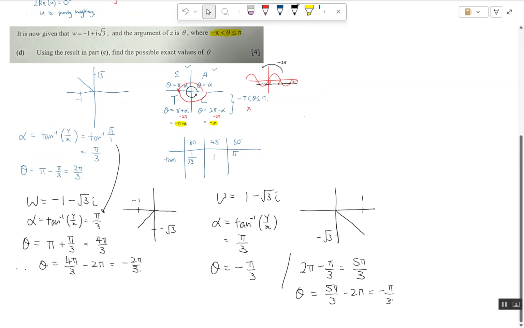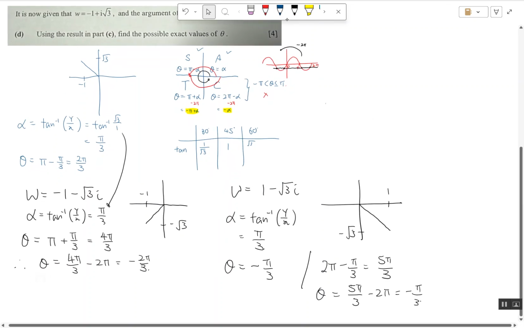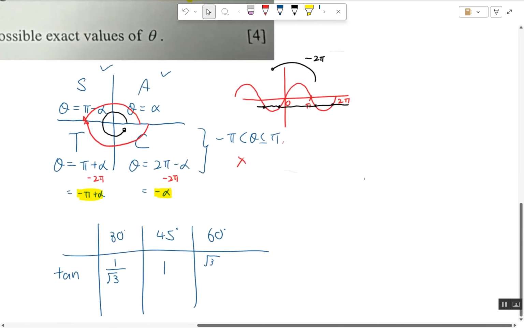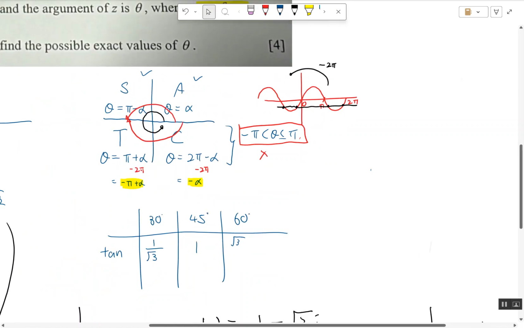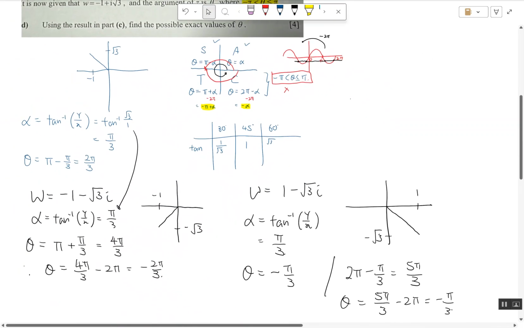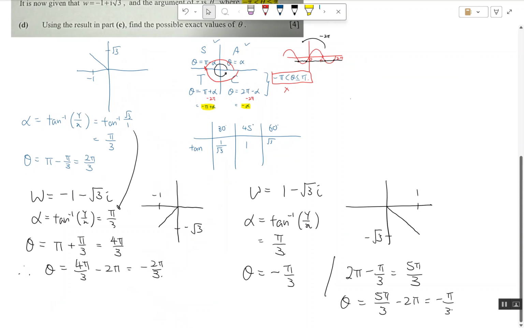So for argument, it is important to know that in the third quadrant and the fourth quadrant, it is not like your secondary school anymore, because we need to fit it into the range of negative pi to pi. So we have to use minus pi plus alpha as well as negative alpha, and never ever inverse a negative value when you are looking for a basic angle.